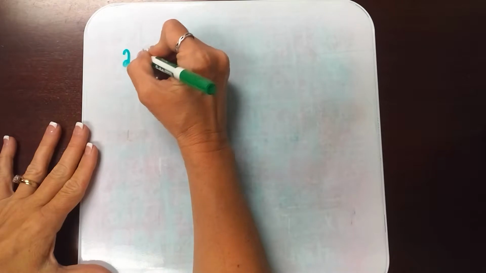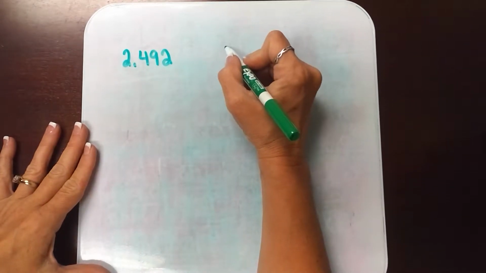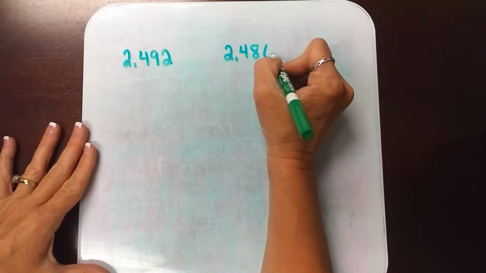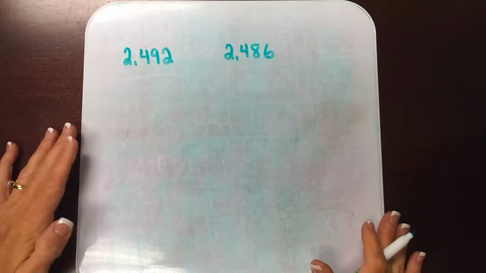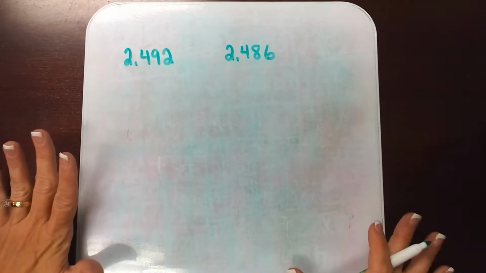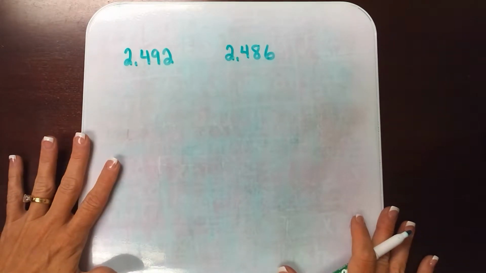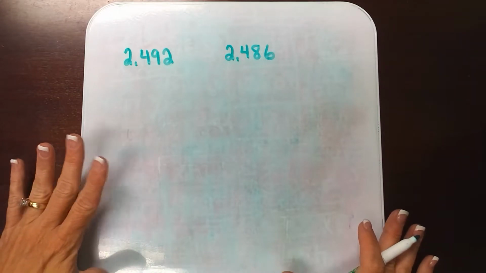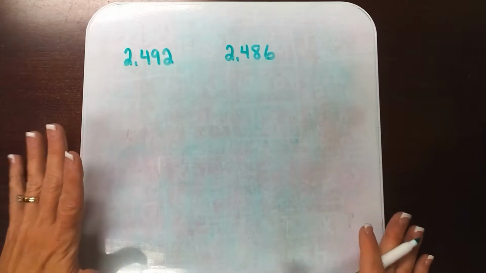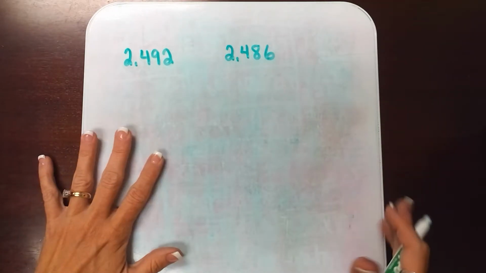2,492 and 2,486. As I said in the first video on place value, anytime you have a place value question, whether it's comparing and ordering numbers, trying to find the place, the value, doing expanded form, expanded notation, the strategy students need to use is a place value chart.